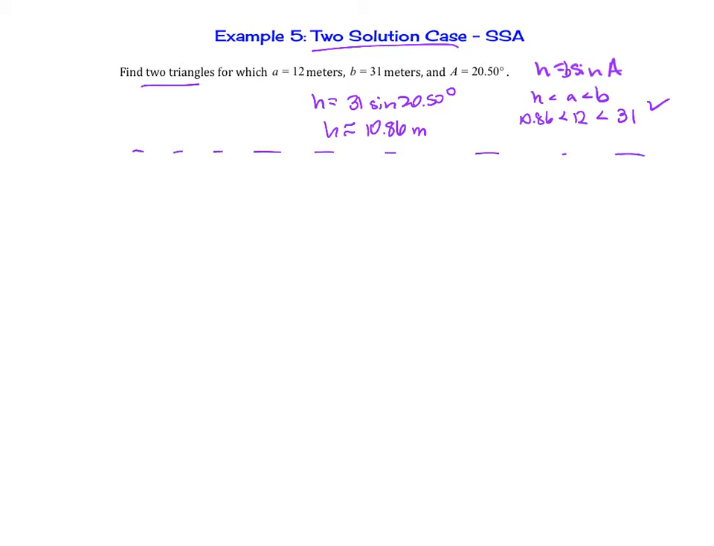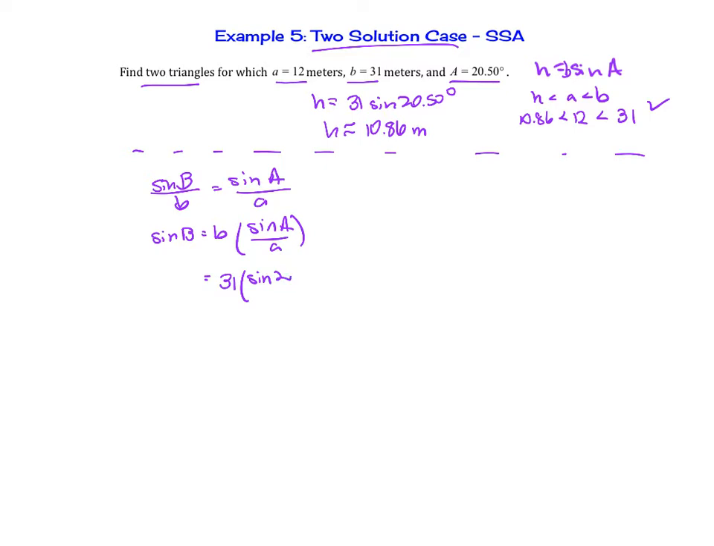So knowing this information, we want to find the angle B, right? We know a, b, and angle A, so we want to find angle B. So let's use sine of B over b equals sine of A over a. So sine of B equals b times sine of A over a. And so we know b is 31, then sine of 20.50 degrees over a, which is 12. So that is sine of B.